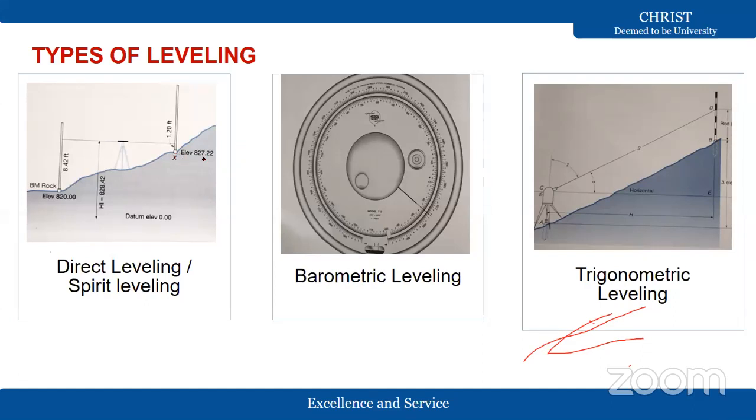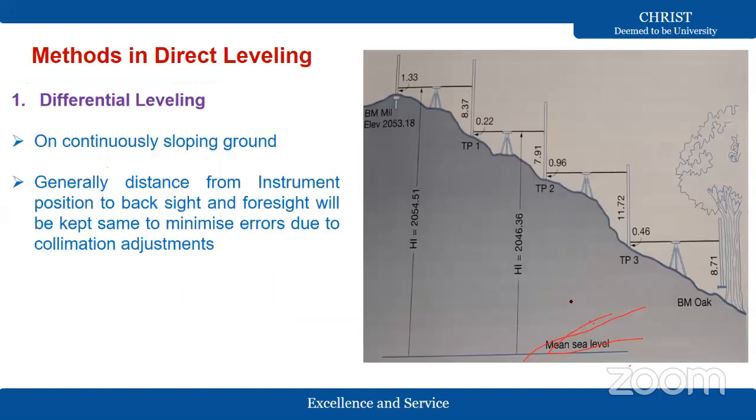Okay, this is called direct leveling or spirit leveling, or for this particular setup, we say differential leveling. Differential leveling means the difference in elevation between two points we are going to measure. Barometric means gravity measurements we are going to take, because the Earth's gravity field is going to change from place to place. Based on that, we are going to measure the RLs of different points. Trigonometric leveling means vertical angles as well as horizontal angles we are going to measure.